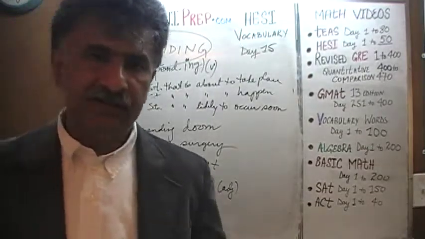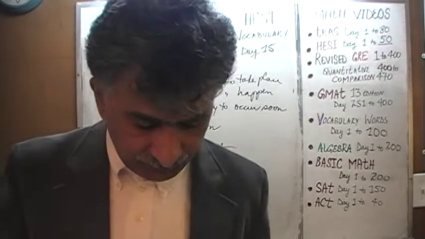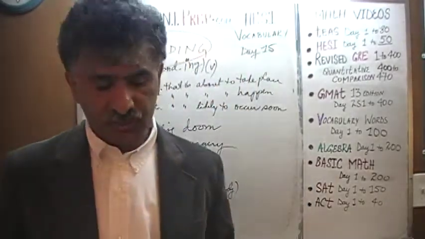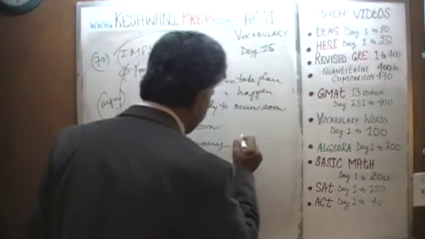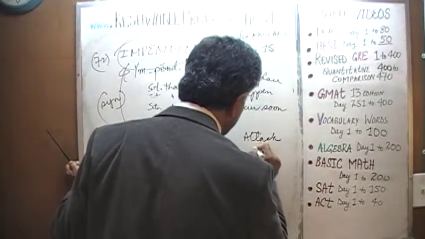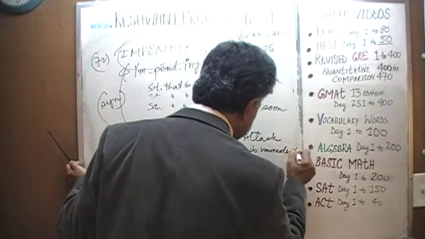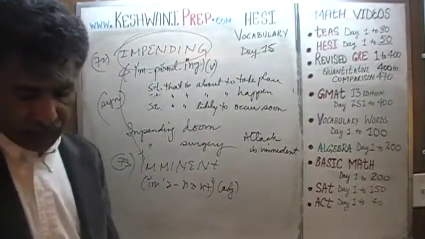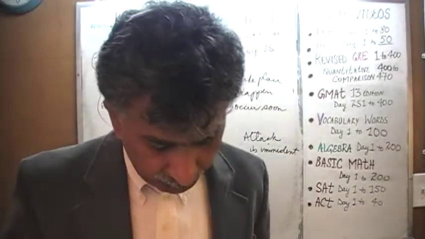Imminent means something that is about to occur, something that is about to take place, something that is likely to happen in the near future, in the very near future. For example, one might say attack is imminent. Attack is likely to happen. Attack is going to happen very soon in the near future.